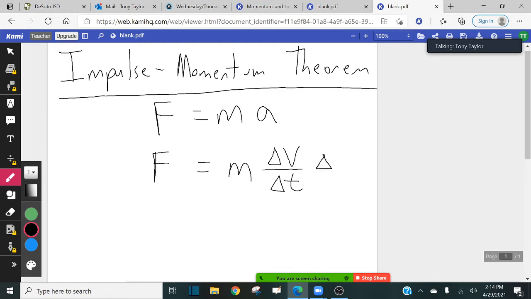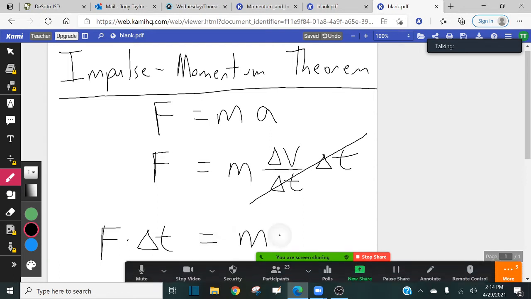So if you multiply this side by delta t, it should be obvious to you all that that goes away. Remember, whatever you do to one side, you have to do to the other. And you're left with this equation here.